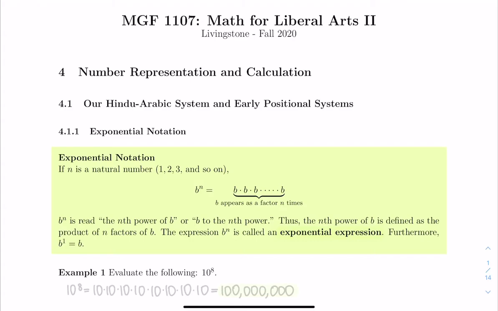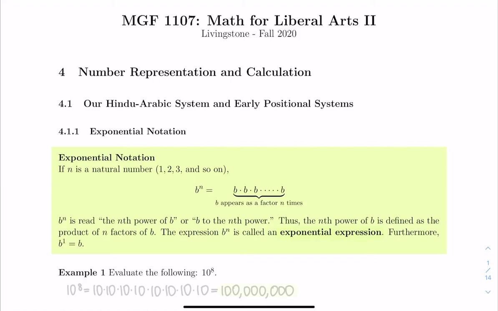In section 4.1, we're going to talk about our Hindu-Arabic system and early positional systems. So the first thing we need to talk about is exponential notation. If n is a natural number, which is our counting numbers like 1, 2, 3, and so on, we can write b raised to the n power, and that's the same as multiplying b n times. So b times b times b, however many n is.